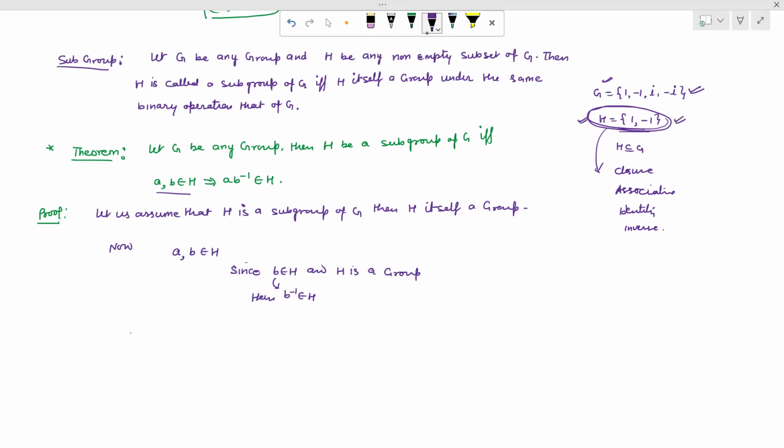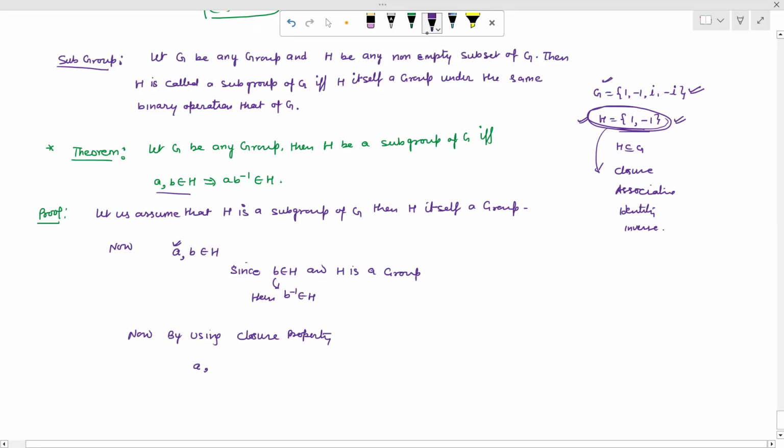Now by using the closure property, we take the elements a and b belonging to H, so b inverse also belongs to H. So we can take a and b inverse belonging to H. Since a belongs to H and b inverse belongs to H, it implies that a times b inverse also belongs to H.